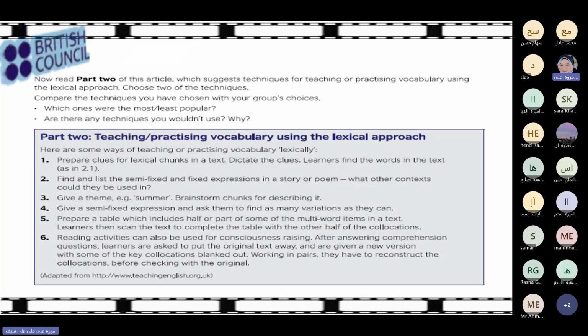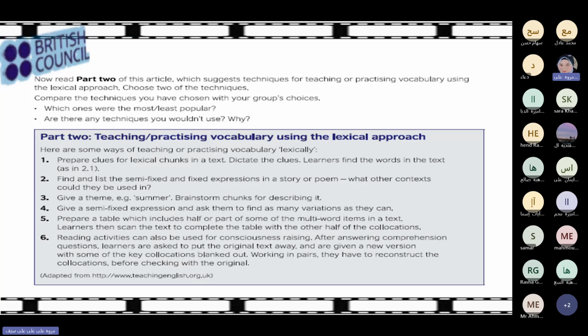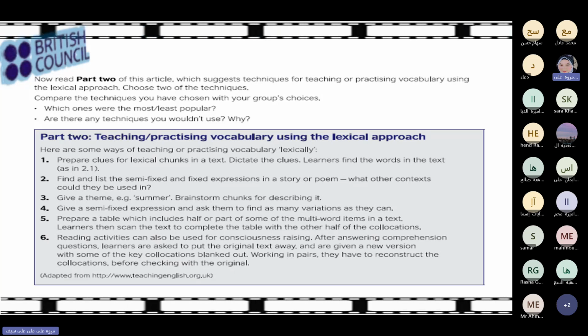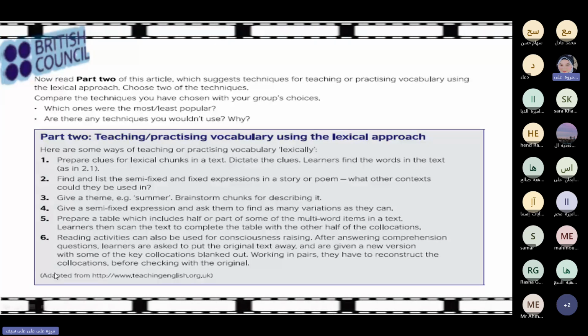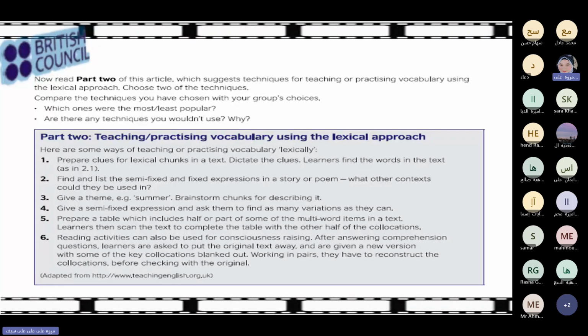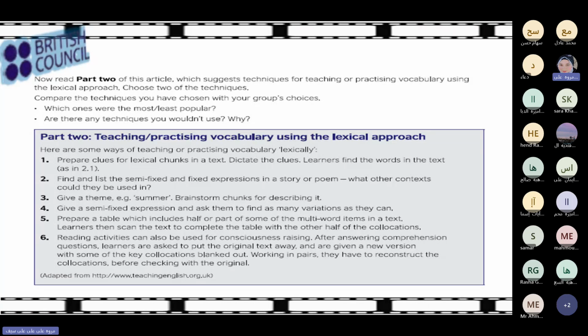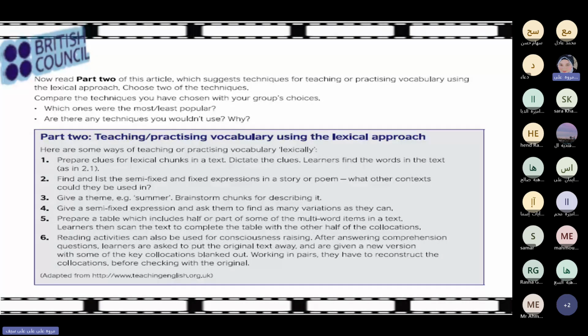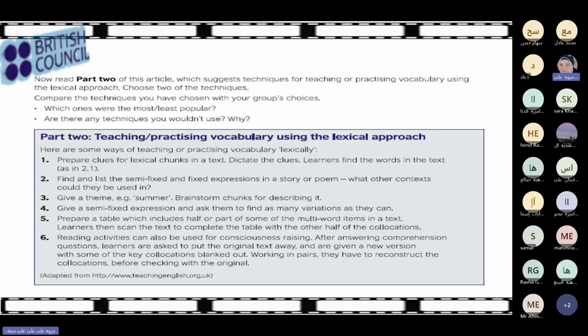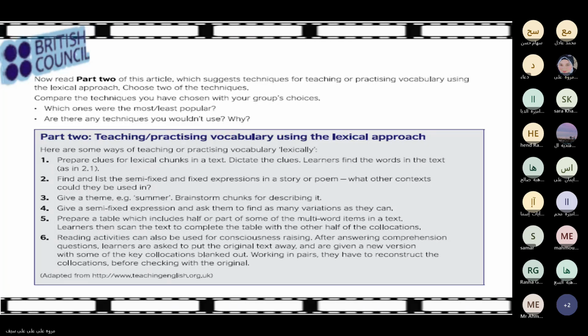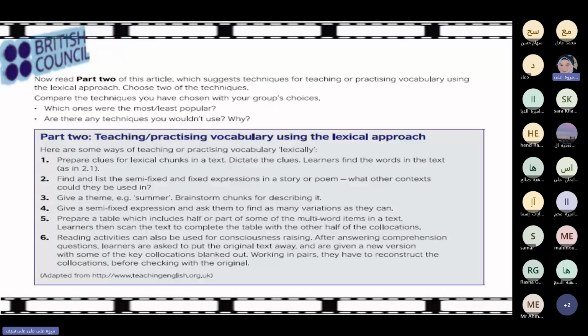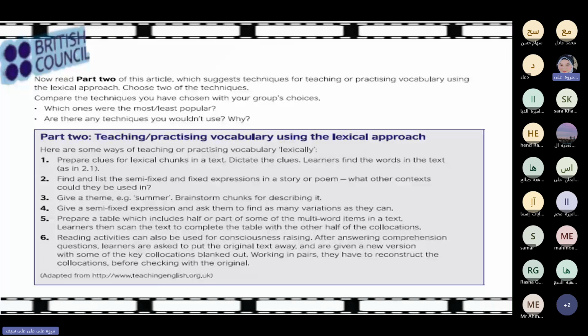All right, so I want you to do this now in groups. I'm going to get you into the breakout rooms and divide you into groups, because this is group work. And I'd like you to read six teaching or practicing techniques for teaching vocabulary according to the lexical approach. You will read them. You will take a screenshot from the screen I'm sharing here. So take a screenshot of this screen.